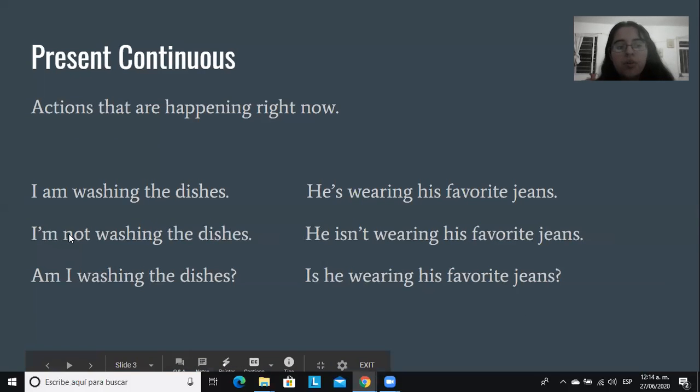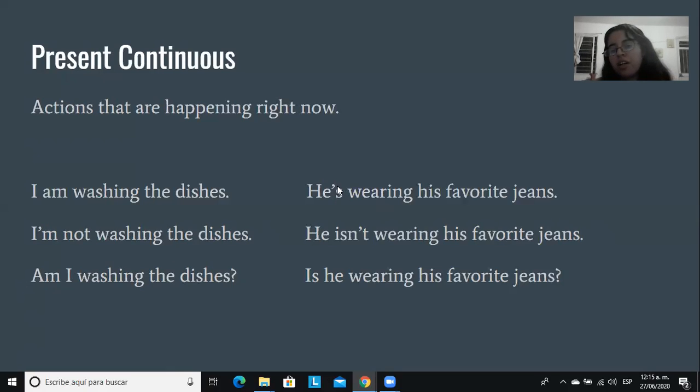For negative, we add the not in the middle of the verb to be and the verb with ing. I am not washing the dishes. In the question, we start with the verb to be. Am I washing the dishes? And remember that we can also add WH words if we want to ask other different types of questions.